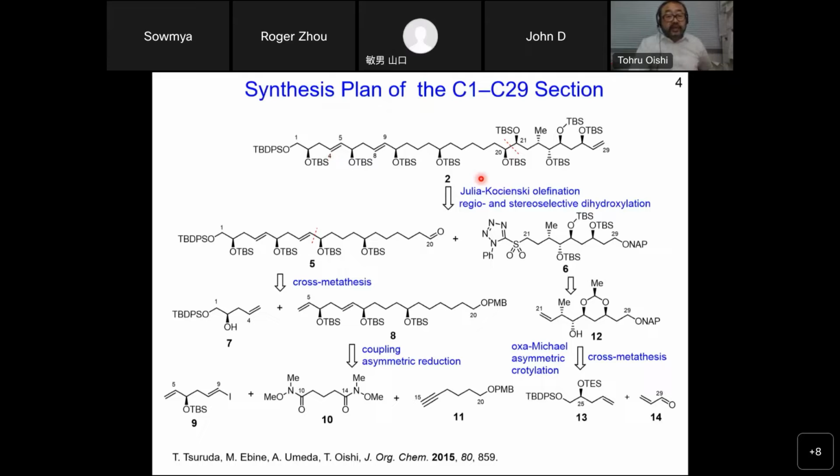And compound 5 would be obtained from these two terminal olefins by a cross-metathesis reaction, and this compound will be synthesized from these three building blocks through a C-C bond forming reaction and asymmetric reduction. This third fragment would be synthesized from compound 12, from 13 and 14 by a cross-metathesis reaction, followed by an oxa-Michael reaction and asymmetric crotylation.